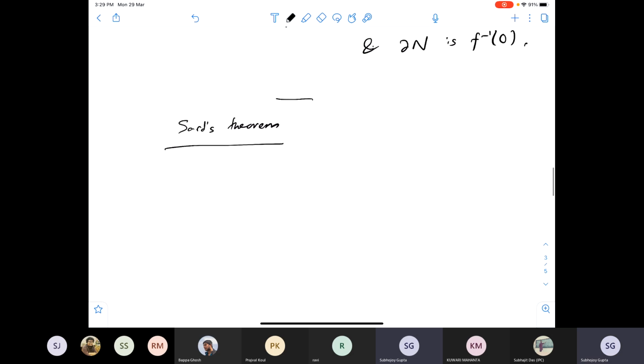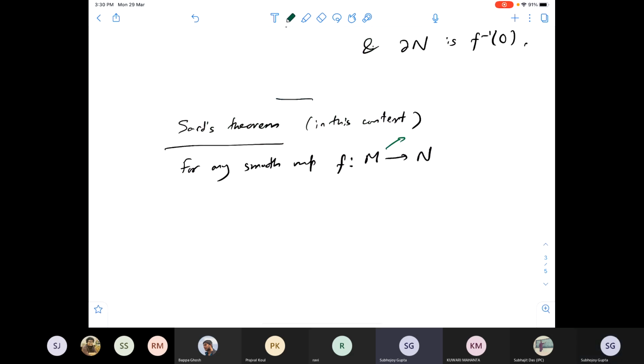So for manifolds with boundary, you can think of this in this context as saying that for any smooth map f from M to N, where M is a manifold with boundary and N is a manifold without boundary. A manifold without boundary is sometimes called a closed manifold.